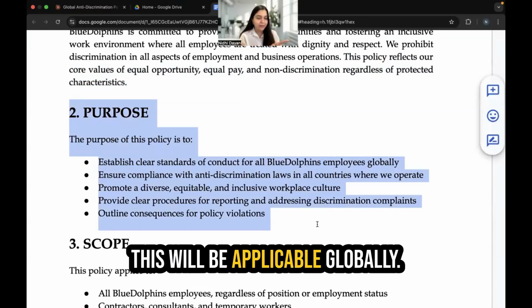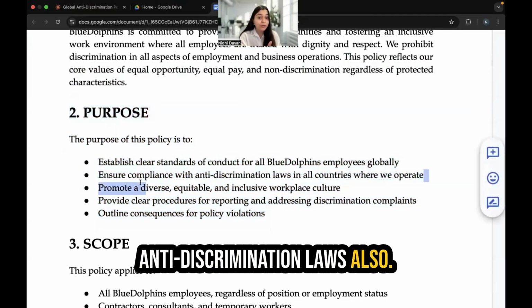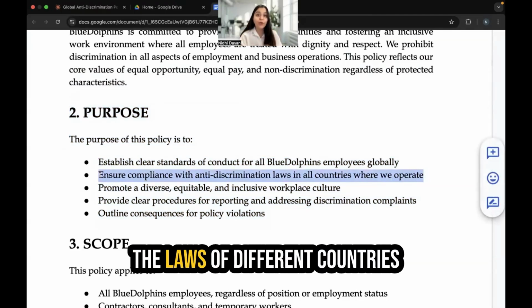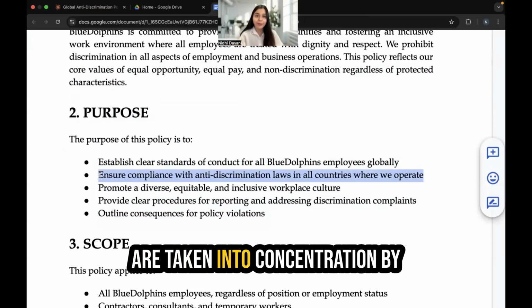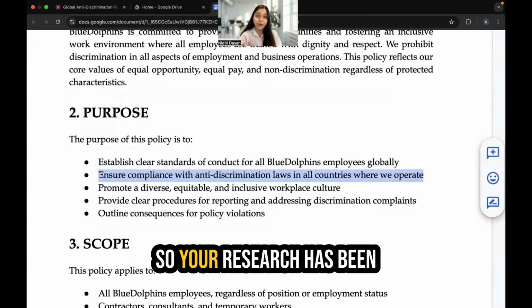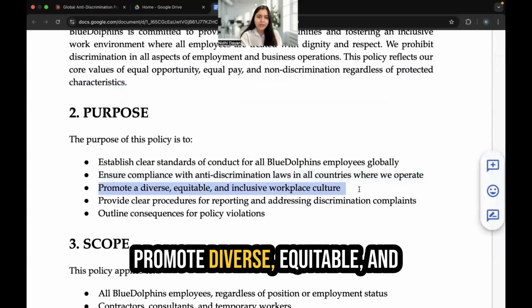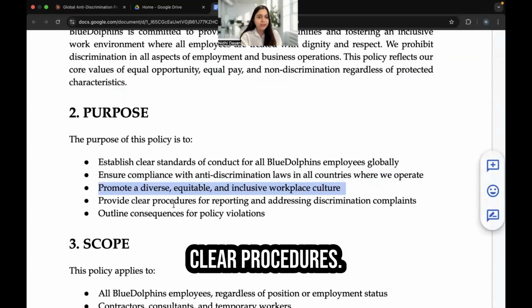Perfect. This will be applicable globally. Compliance with all anti-discrimination laws also. So you can see that the laws of different countries are taken into consideration by AI and incorporated in this policy. So your research has been cut down substantially. Promote diverse, equitable, and inclusive workplace culture, clear procedures.